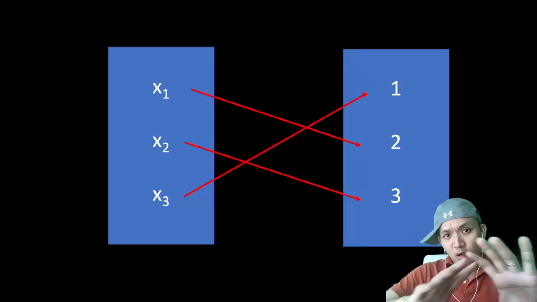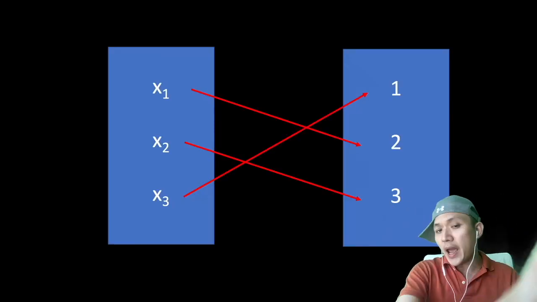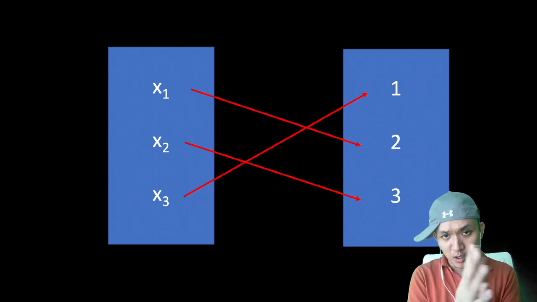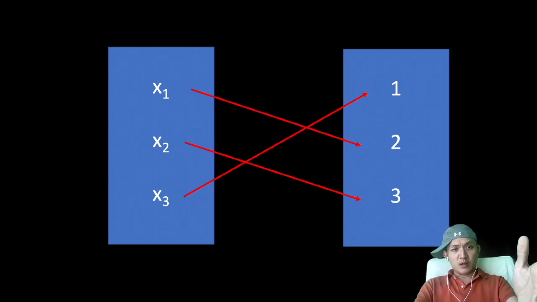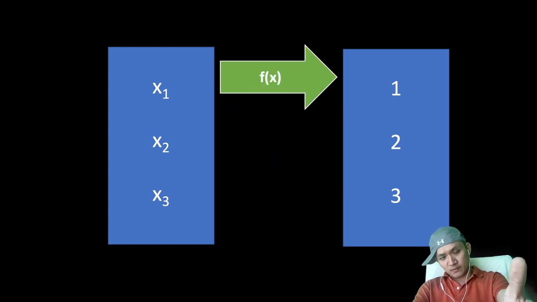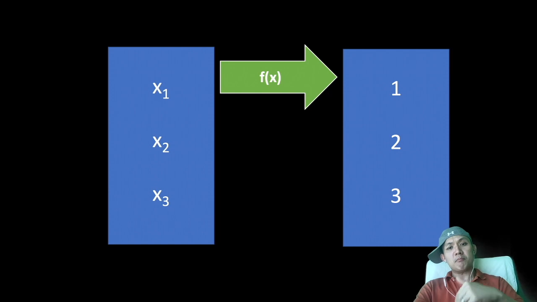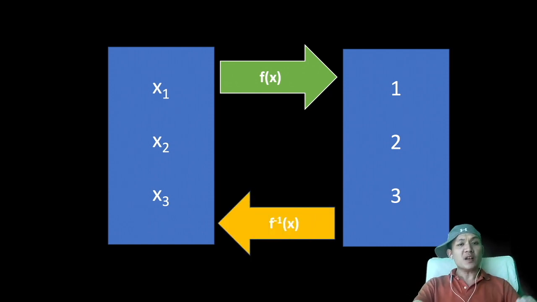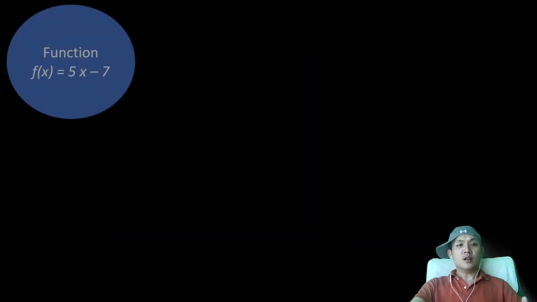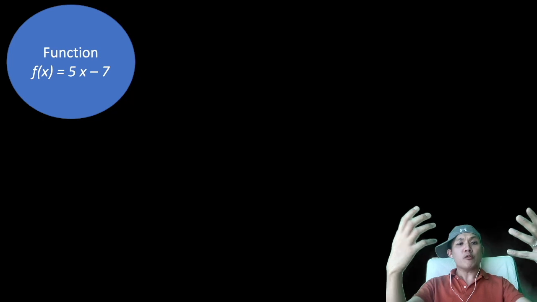Now, a simple notation of a diagram is that x is always mapped to a number. That is the function of x. Function of x is mapped towards a number. If now I want to map the number backwards to the x, it is the inverse function. Alright? So, let's go into how to get it done.